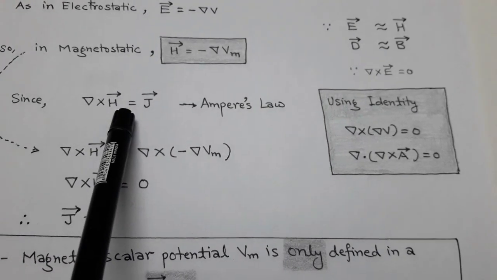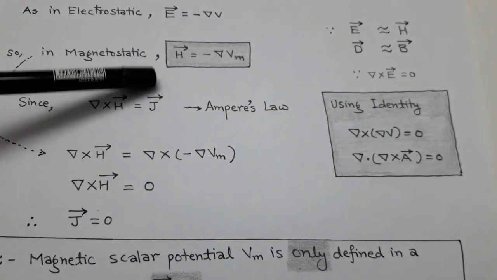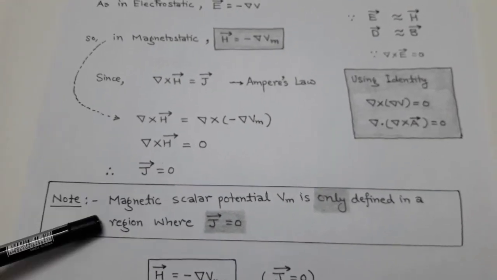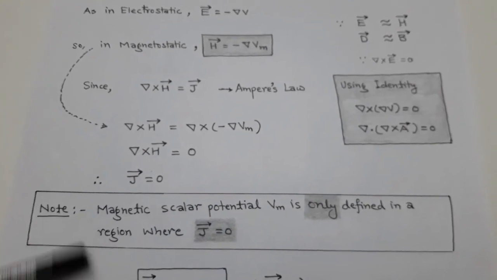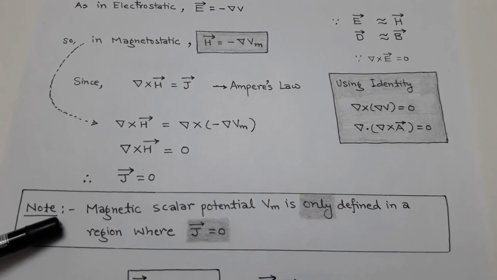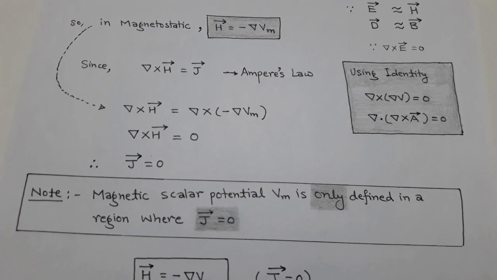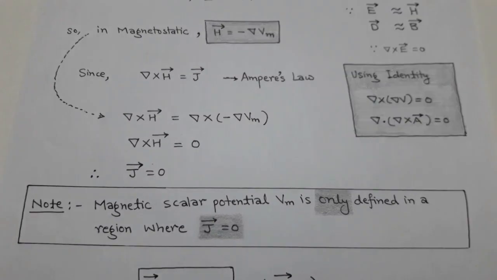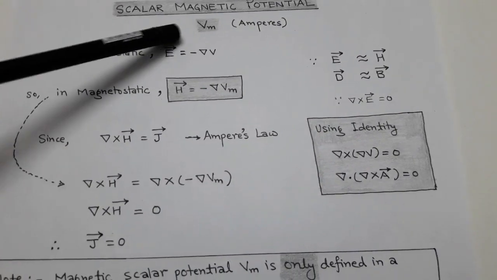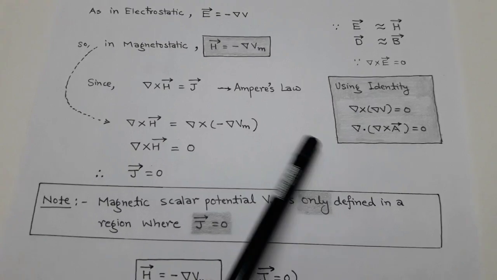But in magnetostatics, the relationship of Ampere's law is curl of H equals J vector. So here there is a point: the magnetic scalar potential V suffix M is only defined in the region where current density J vector is equal to 0. That means in a region where there is no current density, we can determine the scalar magnetic potential V suffix M by using the identity and Ampere's law.